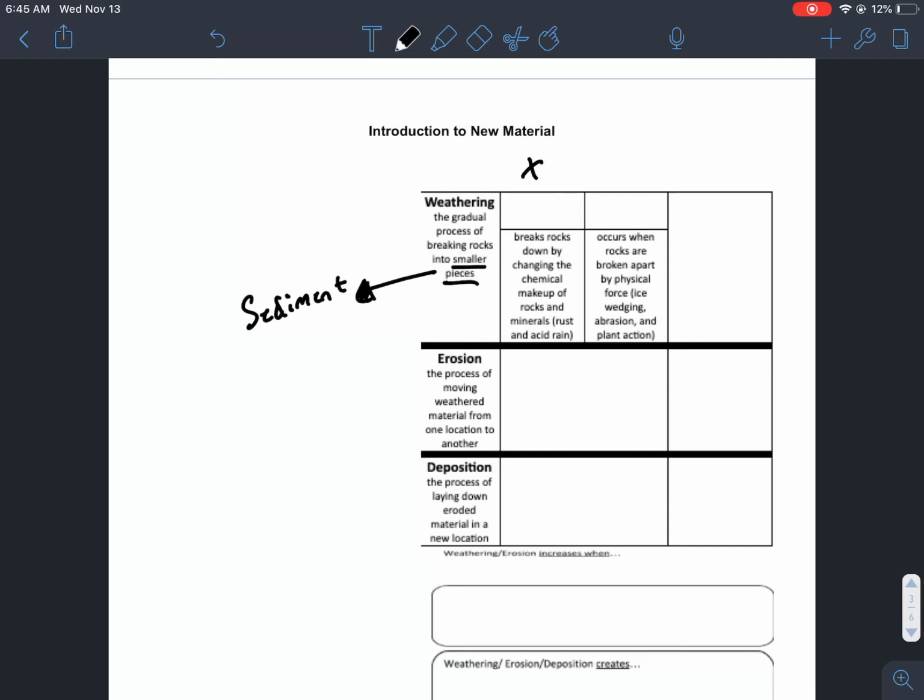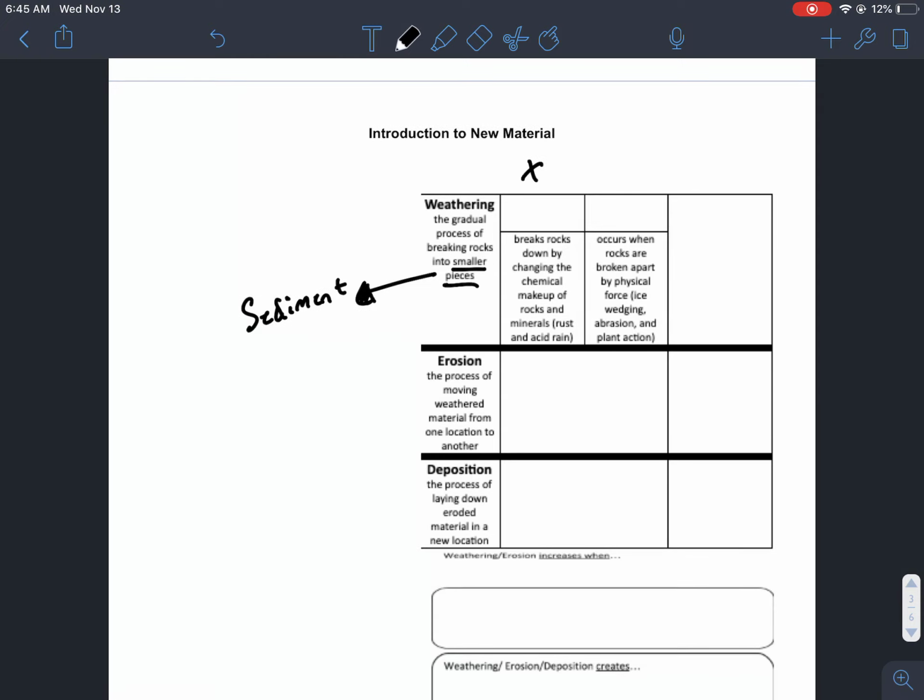There are 2 types of weathering. This first one says it breaks down rocks by changing the chemical makeup of rocks and minerals, like rust and acid rain. You can write chemical in this box; we're probably looking at room for chem. Chemical weathering is weathering through chemical processes, not physical ones. The next one occurs when rocks are broken apart by physical force, like ice wedging, abrasion, plants. That's called physical, so you can abbreviate that phys. Physical weathering is when you're actually breaking something. Chemical weathering is when the chemical reactions between 2 things break the rocks down.